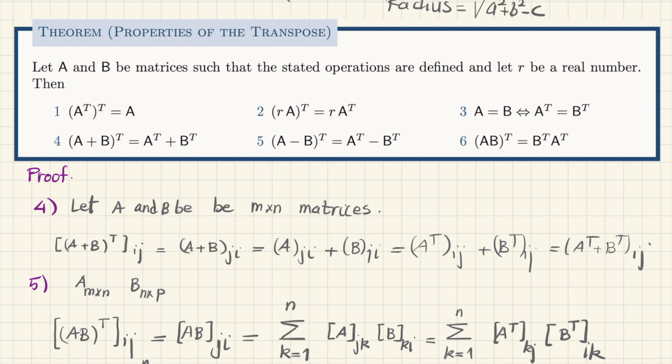Can you tell me what is this one? This is some entry of the product. But what is the product? B transpose, A transpose. Can you tell me what is the entry? It's IJ.